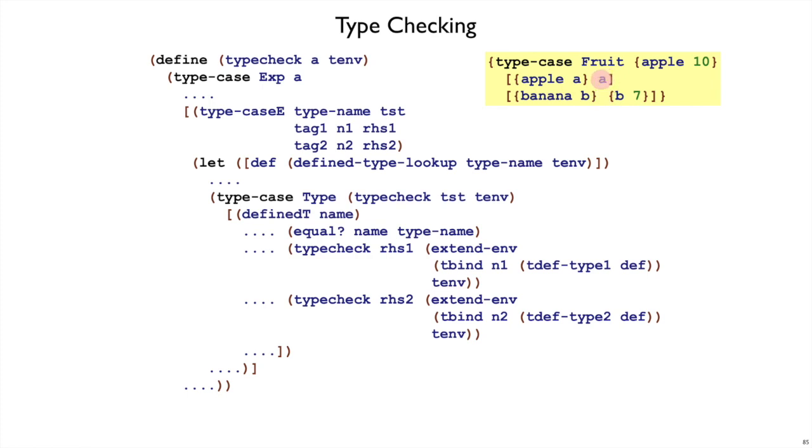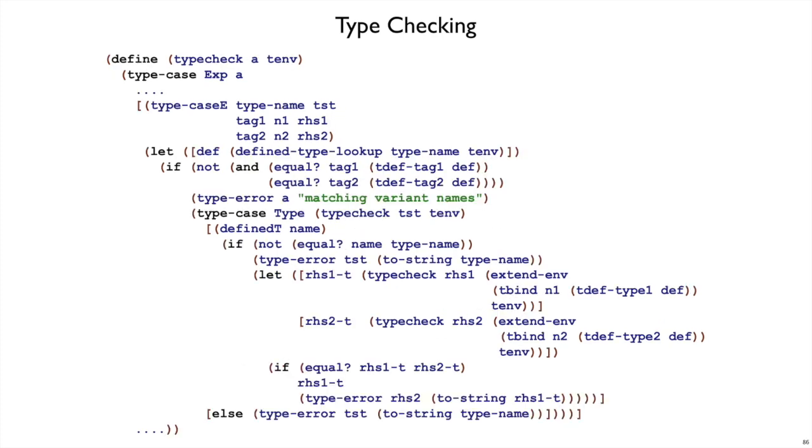So when we're type checking A here, we need to use the type of A added to the environment. So that is the t bind here added to the type environment. The A gets mapped to the type that corresponds to the first variant in the type definition, and so on. We type check both of these right-hand sides, and of course we need to make sure that they're the same type. And when we fill that in and add in the error checking, this is what the complete implementation looks like.